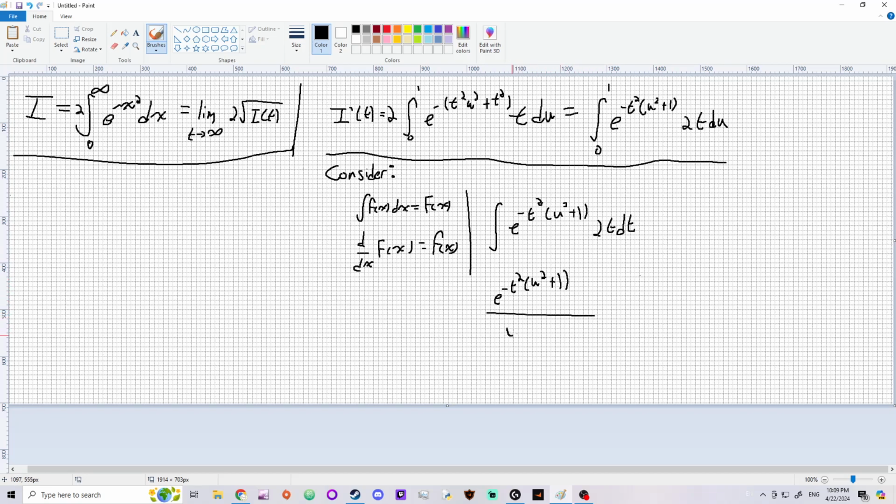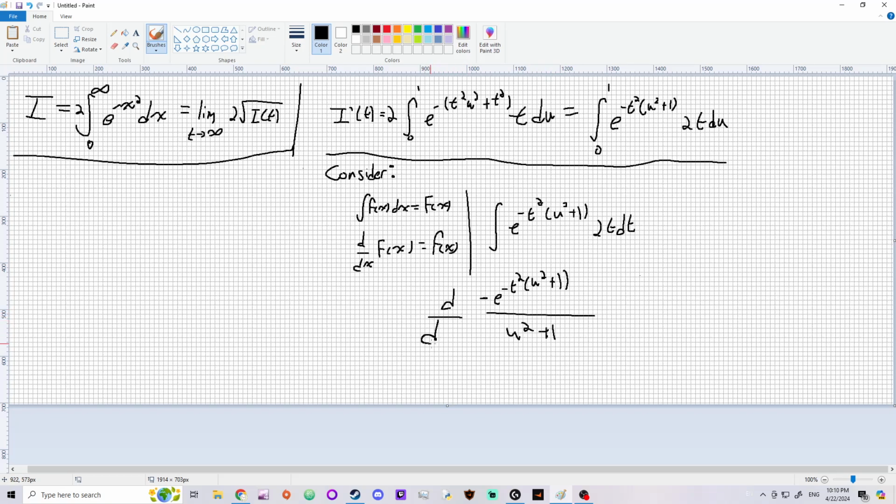So u squared plus 1 on the bottom, right? Because if I take the derivative of this, I get the negative that comes out. Oh, actually, there's no negative in here, so I need a negative sign here, right? And then the 2 is going to come out, the t is going to come out. Okay, let me write this explicitly for you guys.